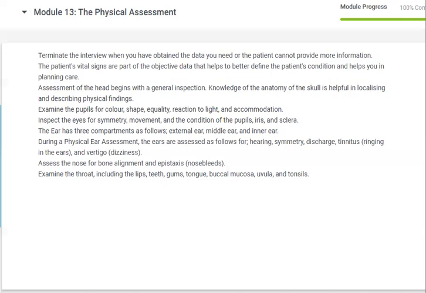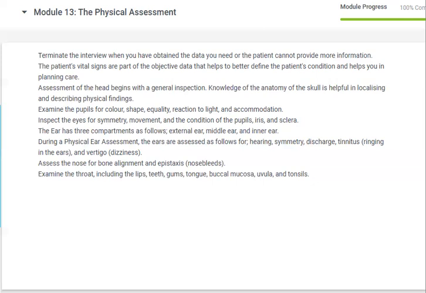The ear has three compartments as follows: external ear, middle ear, and inner ear. During a physical ear assessment, the ears are assessed as follows for hearing, symmetry, discharge, tinnitus (ringing in the ears), and vertigo (dizziness). Assess the nose for bone alignment and epistaxis (nosebleeds).